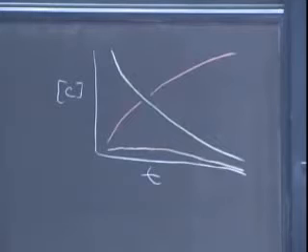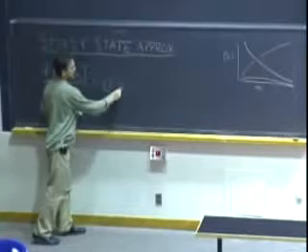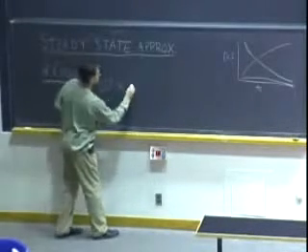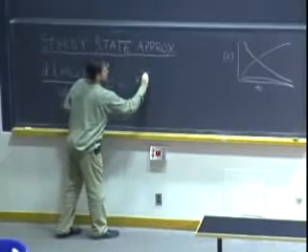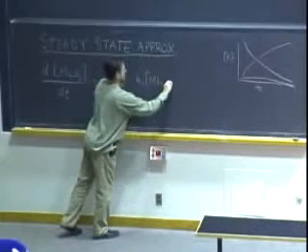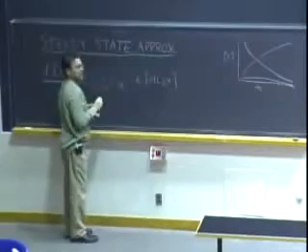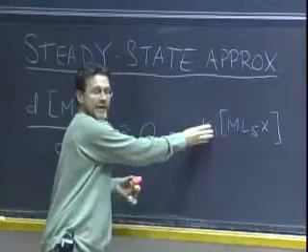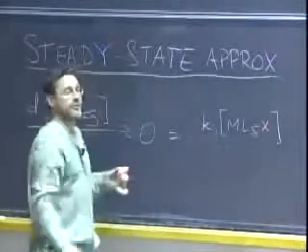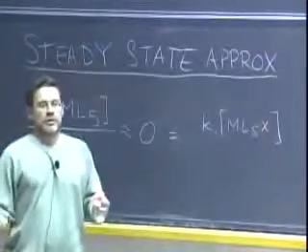With this approximation, we can then set equal to 0 the expression for the formation of the intermediate, which is K1 times ML5X. If you remember back to the diagram we were using last time, K1 is the rate constant associated with surmounting that first energy barrier. K1 times ML5X produces ML5.